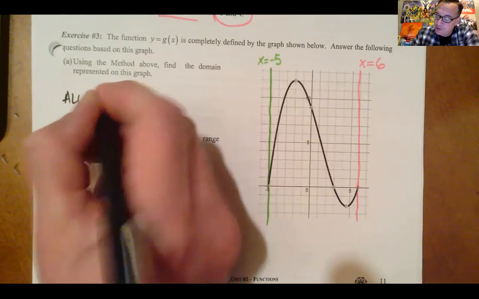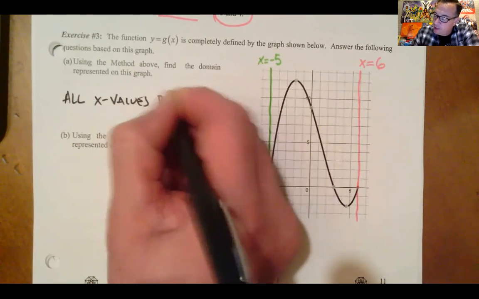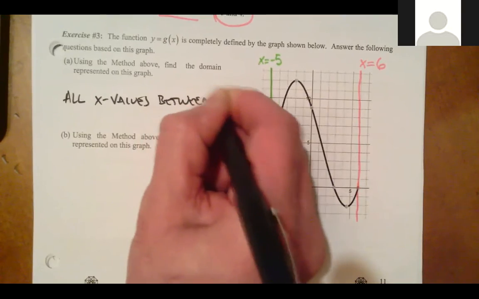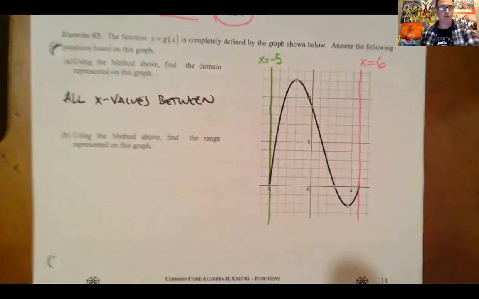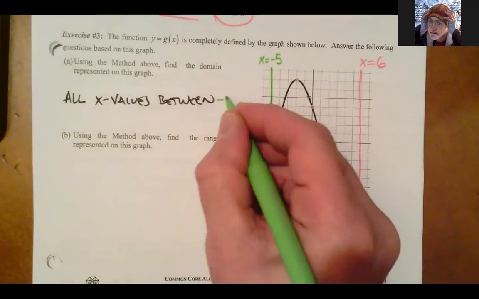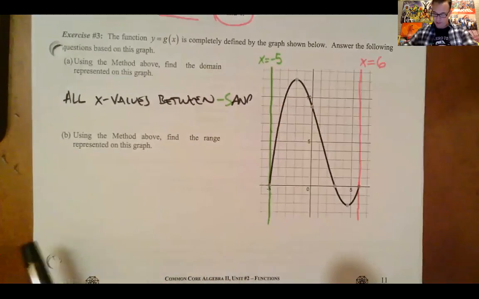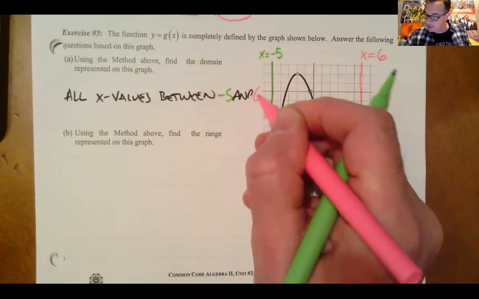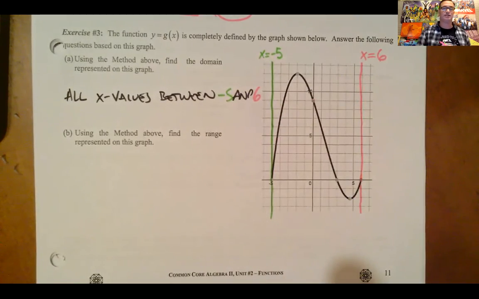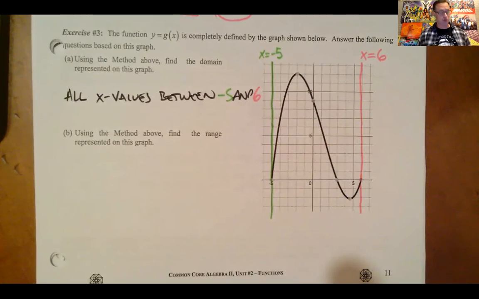All X values between what two numbers? -5 and +6. Yep, -5 and positive 6. Now, this time I actually made the colors the same way that they were over there so we could see the left. All x values between negative 5 and 6 is what we're talking about. And so that's the place that we're thinking about this.